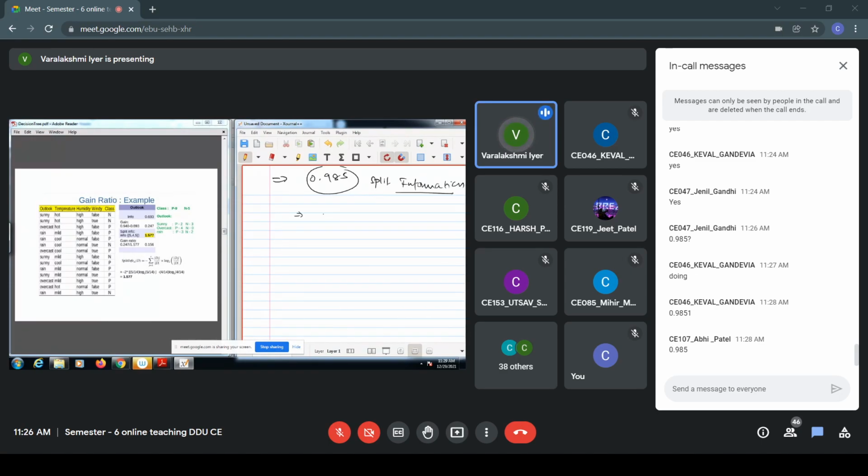So this gain ratio is clear. Now we'll start with the third attribute selection method, that is Gini index. Gini index or Gini impurity, both are similar. So let us start with the third one.